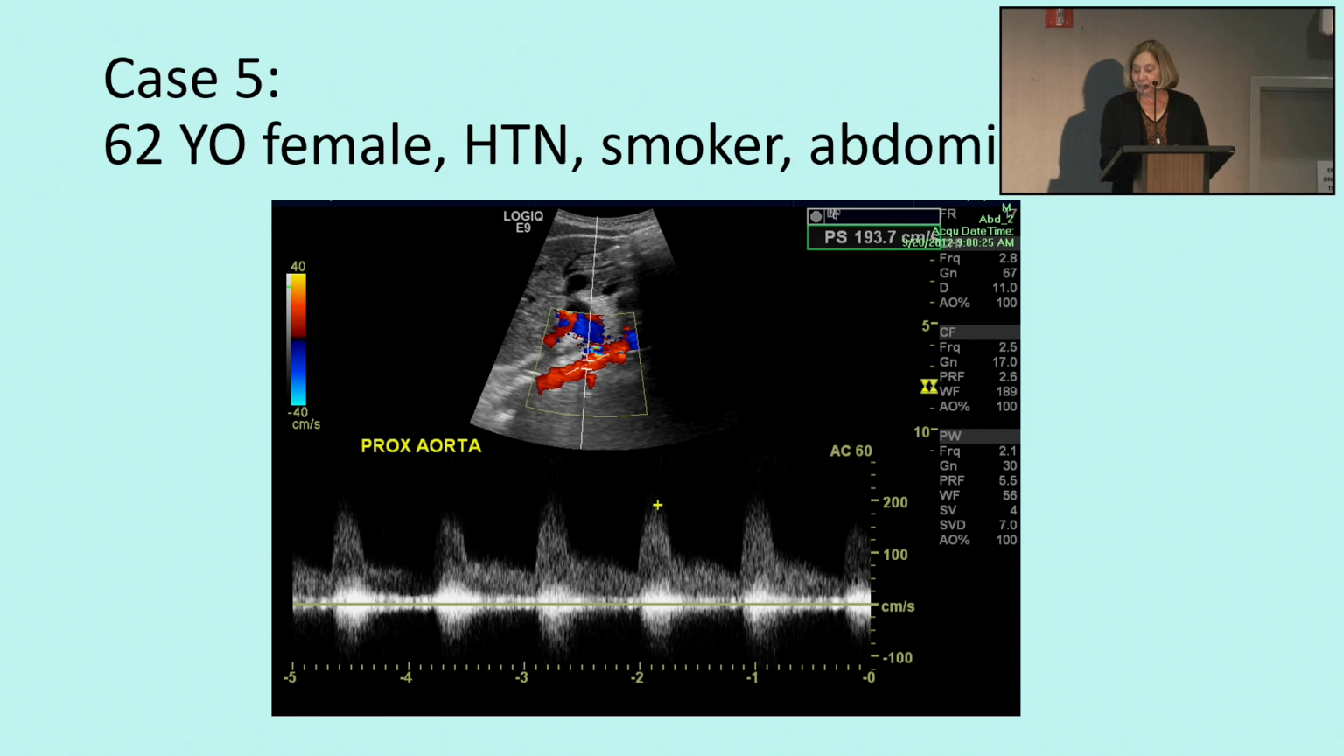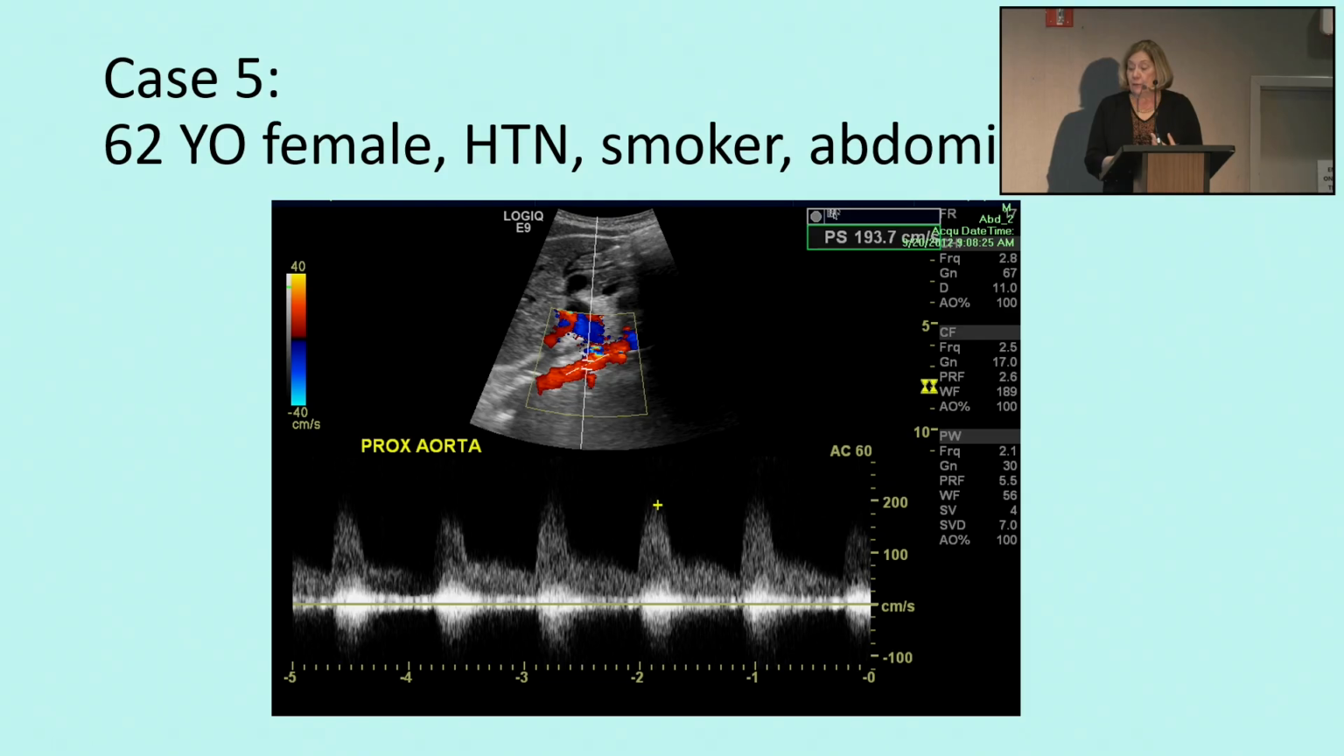All right, so here's one, too. We've got a few more minutes left. A 62-year-old female, hypertension, smoker, abdominal bruit. Here's a proximal aorta. Is this normal? Anyone think it's normal? No. It has a visible bruit in the spectral Doppler spectrum.